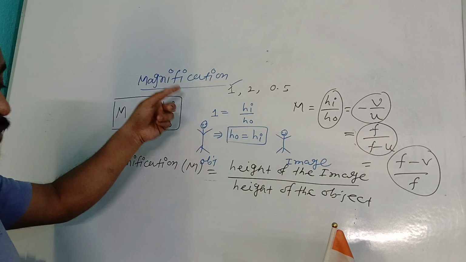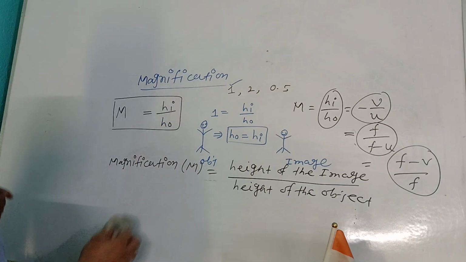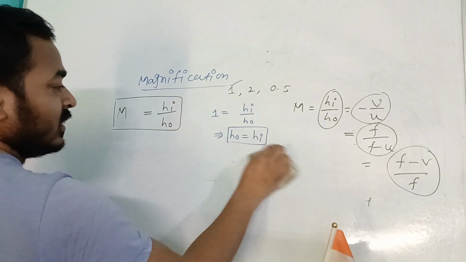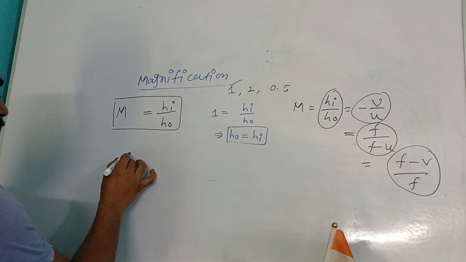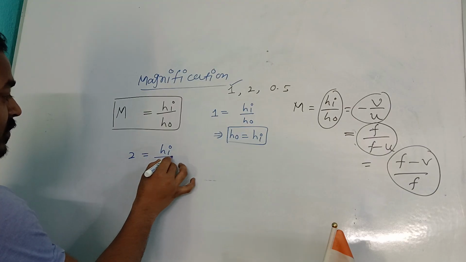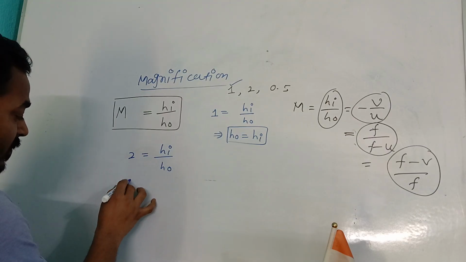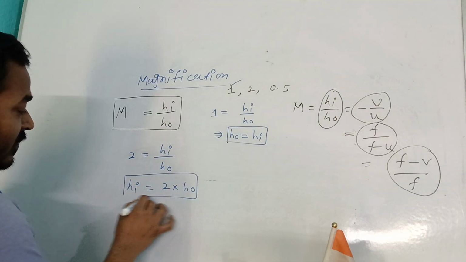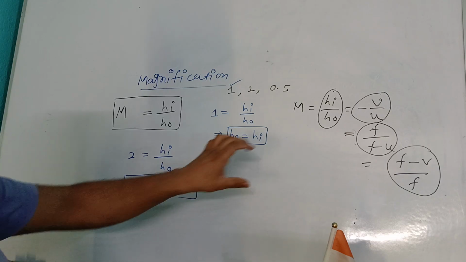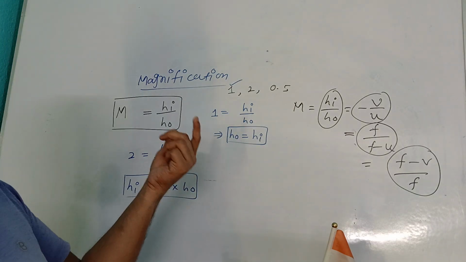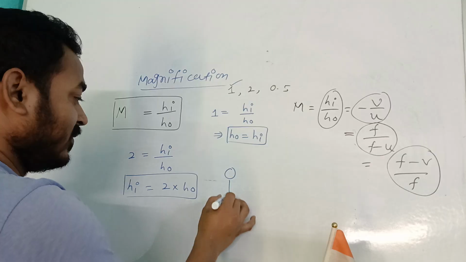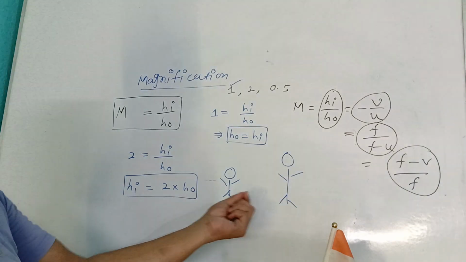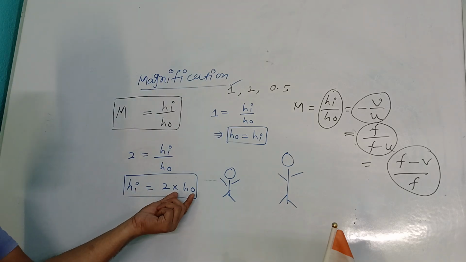Now tell me, what do you mean by magnification 2? The formula is 2 is equal to height of image by height of object. Cross multiplying, the height of image is 2 times the height of object. So magnification 2 means the image height is 2 times the object height. If this is the object and we are getting this image, the height of the image is 2 times the object.